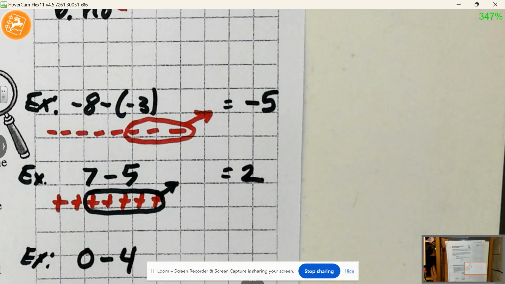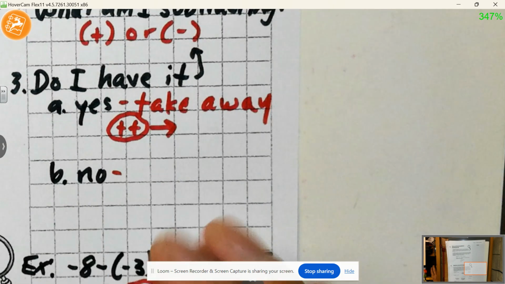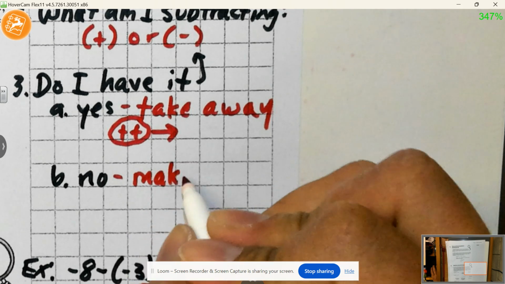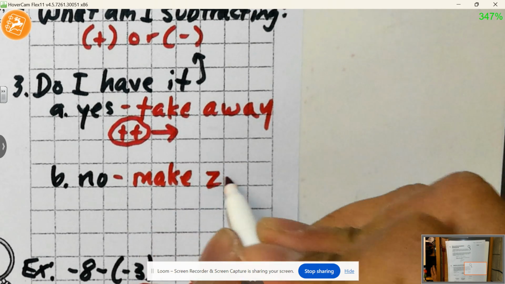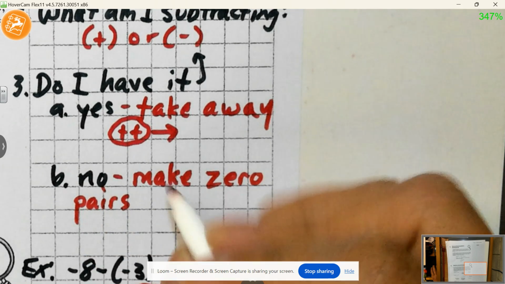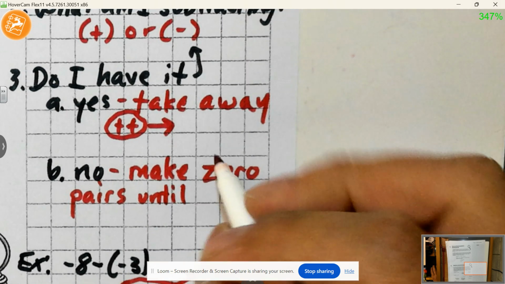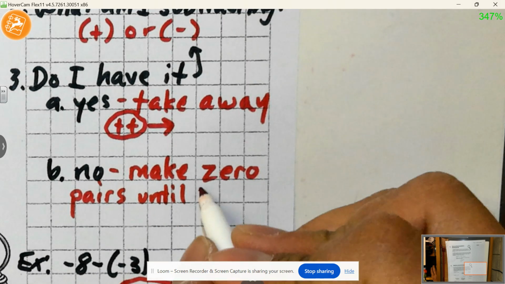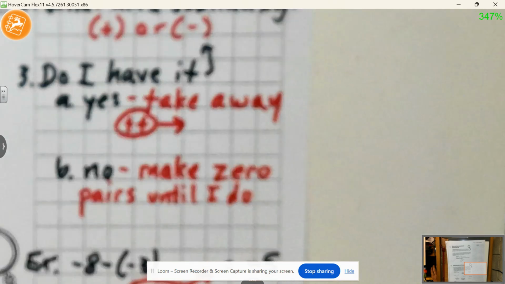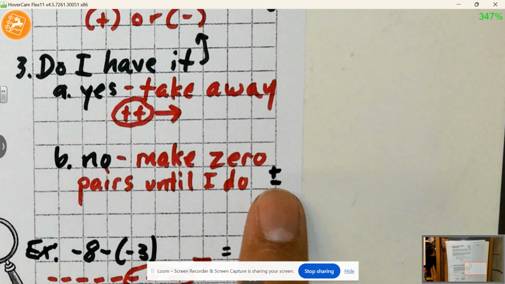So what do you do if you don't have 4 positives to take away? The answer is, if I don't have it, then I need to make 0 pairs until I do. And we all remember what a 0 pair is. A 0 pair means you have a positive and a negative together. That is a 0 pair.